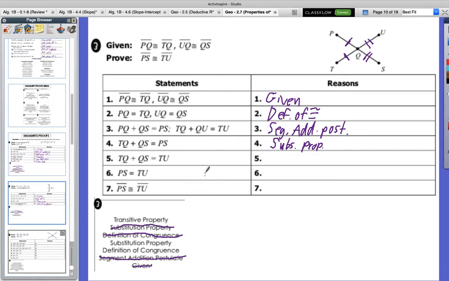I'm thinking we see that one twice as well, meaning we'll probably use it again. Scratch out, we will use it again. And we'll actually use it right now, because now we have the measure of segment TQ plus the measure of segment QS equals the measure of segment TU.